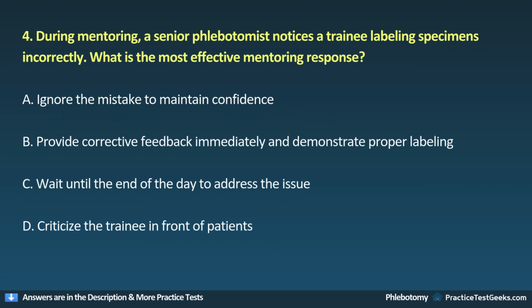4. During mentoring, a senior phlebotomist notices a trainee labeling specimens incorrectly. What is the most effective mentoring response? A. Ignore the mistake to maintain confidence. B. Provide corrective feedback immediately and demonstrate proper labeling. C. Wait until the end of the day to address the issue. D. Criticize the trainee in front of patients.